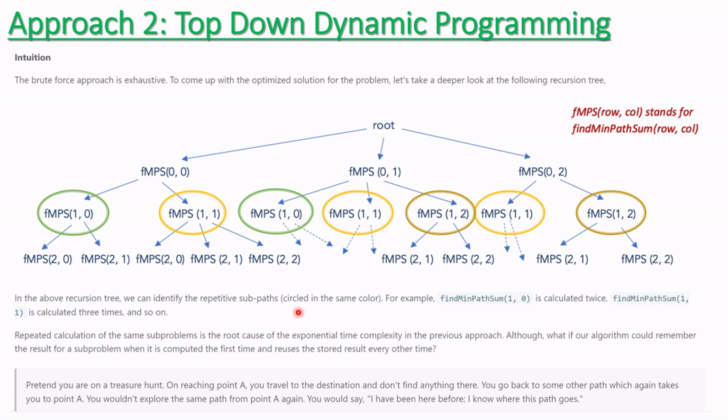So pretend you are on a treasure hunt, reaching point A. You travel to the destination and you don't find anything there. You go back by some other path, which again takes you to point A. Wouldn't you avoid exploring the same path from point A again? You would say, I have been here before, I know where this path goes, correct? It means you have already calculated this, no need to calculate again. And this is why this is called the top-down approach.